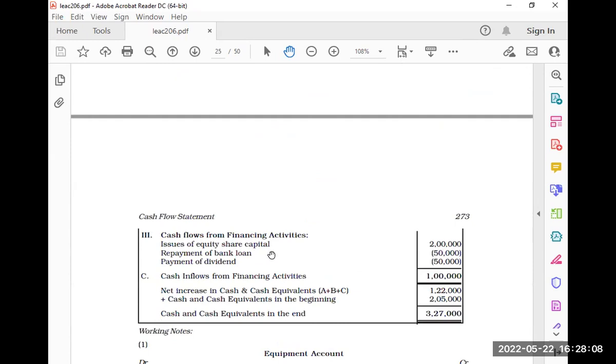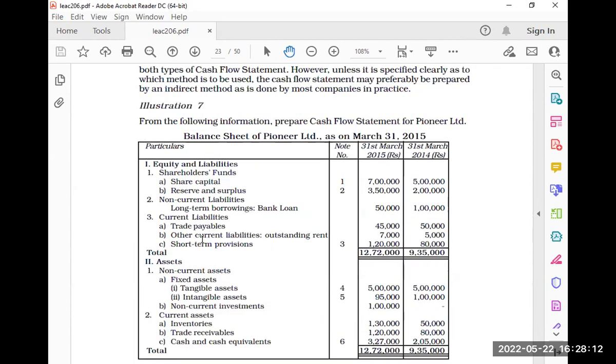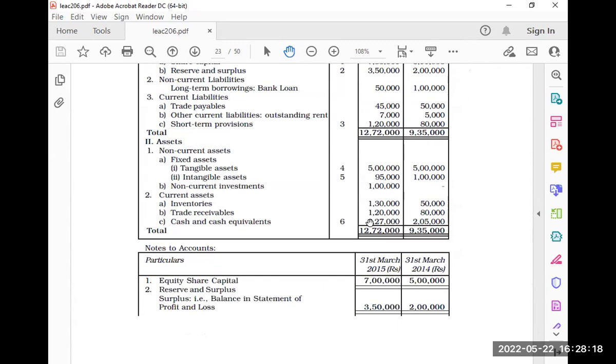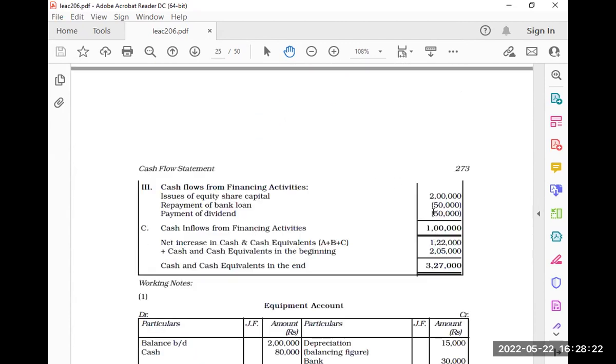Next, repayment of bank loan. How do I know repayment of bank loan is there? Go to liability, non-current liability, bank loan. Previously it was 1 lakh. Now it is 50,000. Meaning I might have paid 50,000. That 50,000 is recorded here. Payment, no? Payment means minus. While writing the amount, please be careful. Payment outflow means minus in bracket.